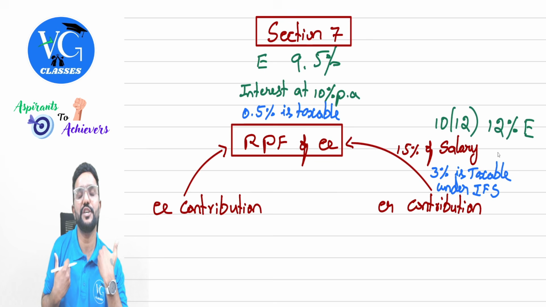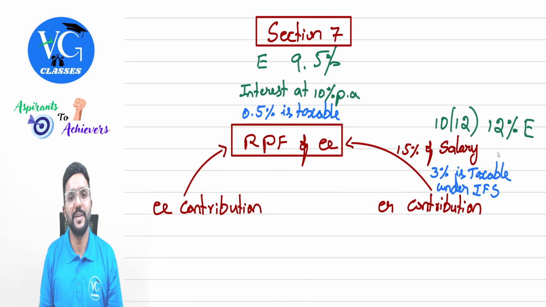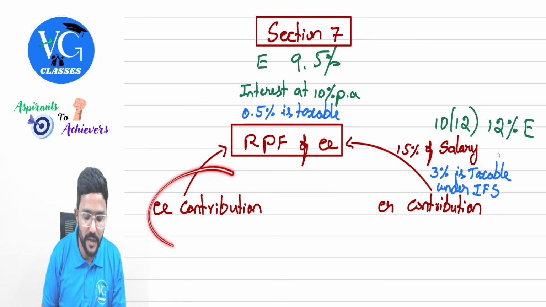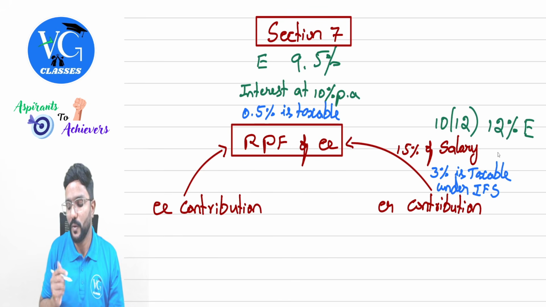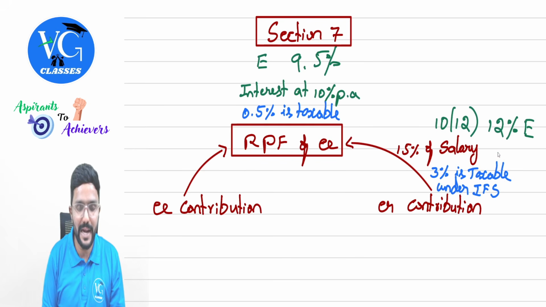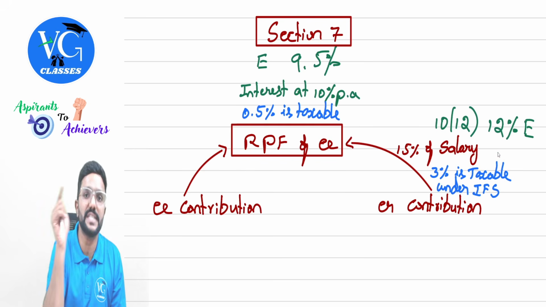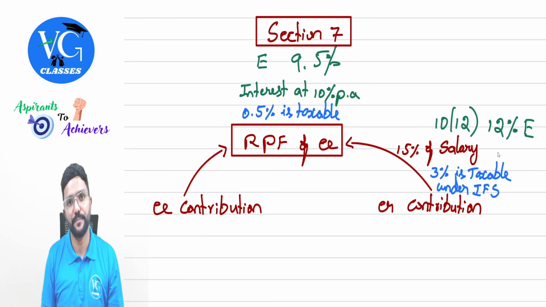So the ultimate beneficiary is the employee. Even though he has not directly received the amount, money has gone to an account which is opened for the benefit of the employee. So the 3% of salary will be taxable as salary income in the hands of the employee in the year in which it is contributed by the employer.